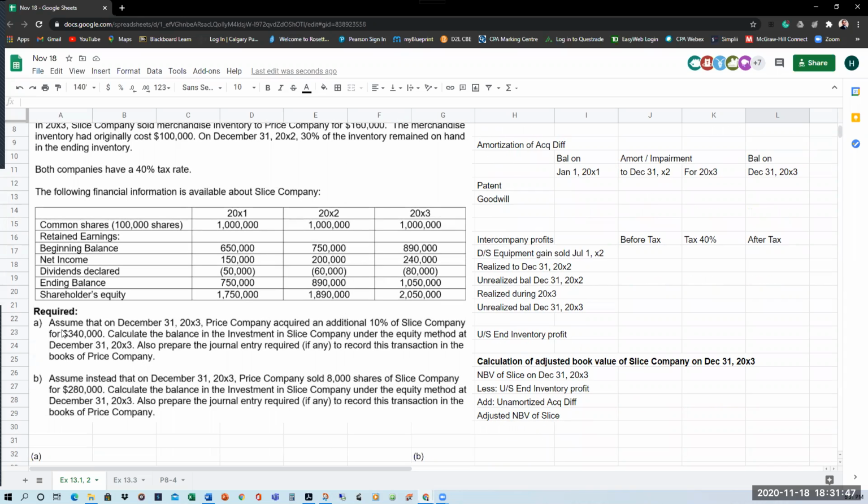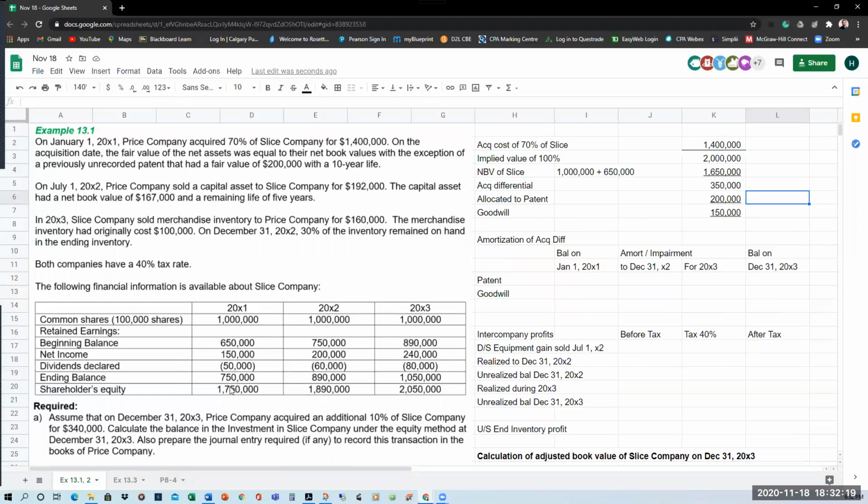So basically what ends up happening is on December 31st, 2003, Price Company acquired an extra 10% of Slice for $340,000. And what we're asked to do is calculate the balance of the investment in Slice Company under the equity method for that date, and also make the journal entry if needed to record the transaction in the books of Price Company.